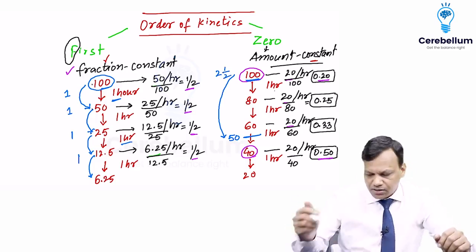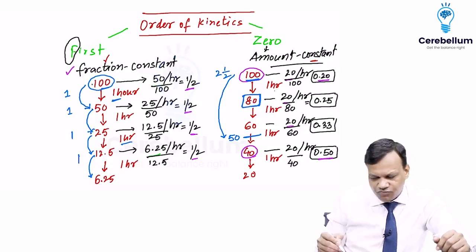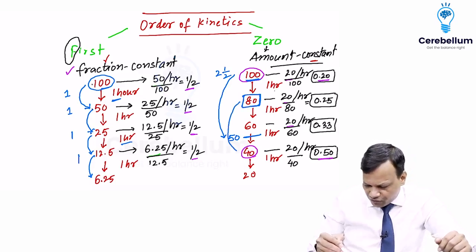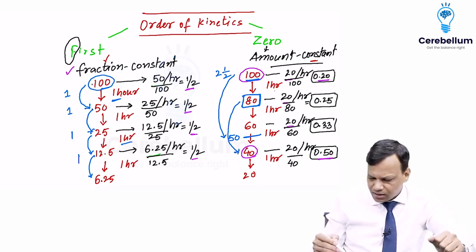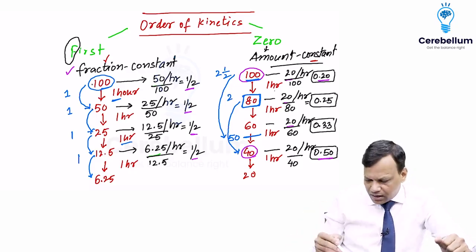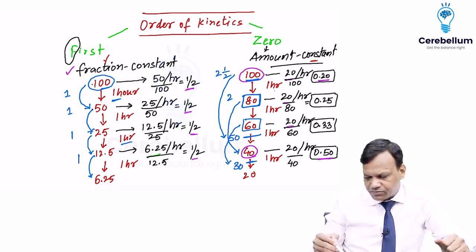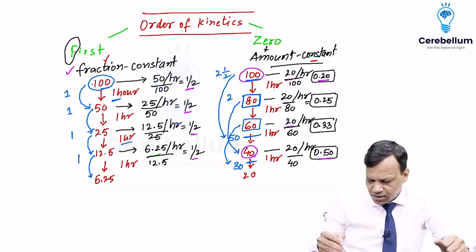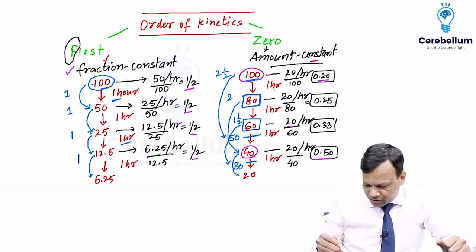Okay. Similarly, the time taken from 80 to half of 80, which is 40, is the half-life. And how much time is taken? 80 to 60, 1 hour. 60 to 40, 2 hours. So 2 hours. Okay. Then from 60, half is 30. So the half-life from 60 to 30 will be 1 hour from 60 to 40, plus half from 40 to 30. So it will be 1.5 hours. And lastly, 40 to 20 takes only 1 hour.